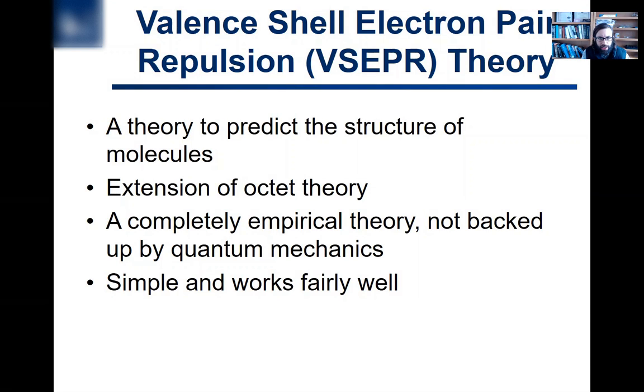VSEPR stands for valence shell electron pair repulsion theory. This is because the theory is all about electron-electron repulsion, as we'll see. This is a remarkable theory in that it works very well and is extremely simple. This is why it's great for general chemistry courses. The problem is that it's completely empirical. So what does that mean? That means it's not really founded in anything more fundamental other than pattern recognition.